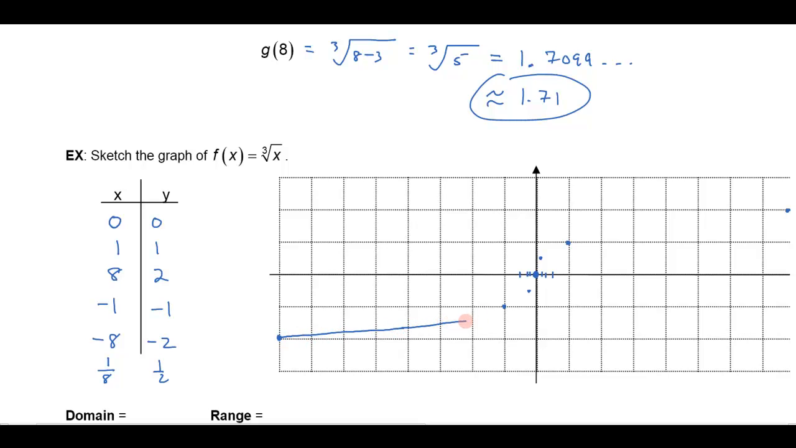see if I can do this halfway decent. Okay, so that's going to go up and cross right here. Maybe not quite that. There we go.